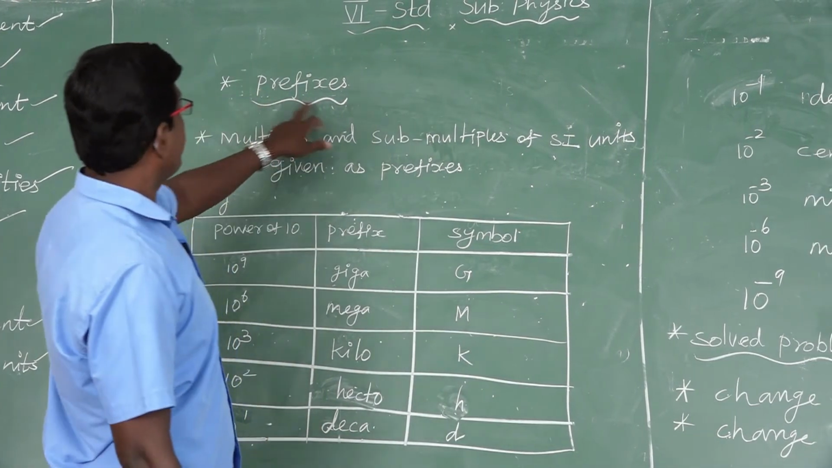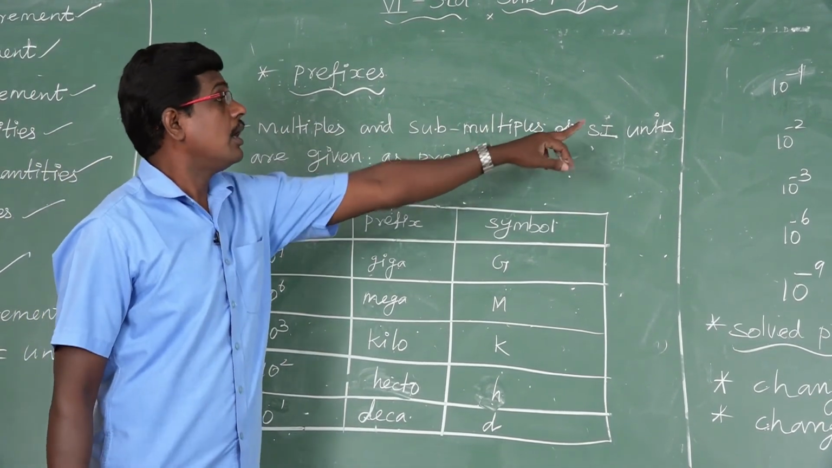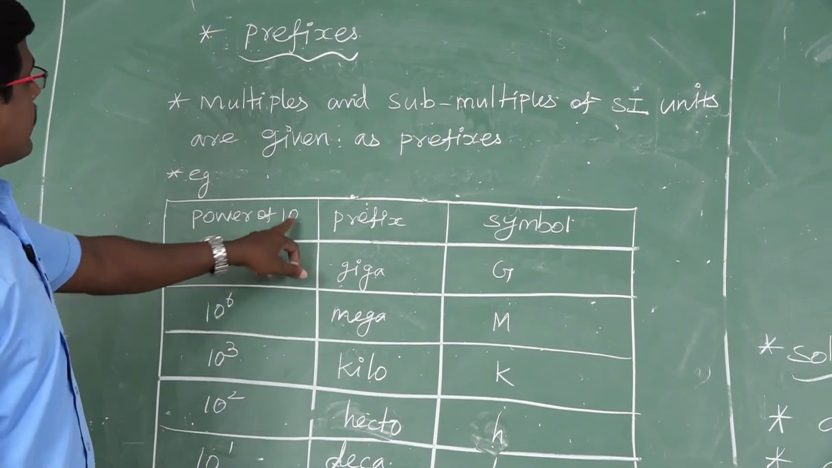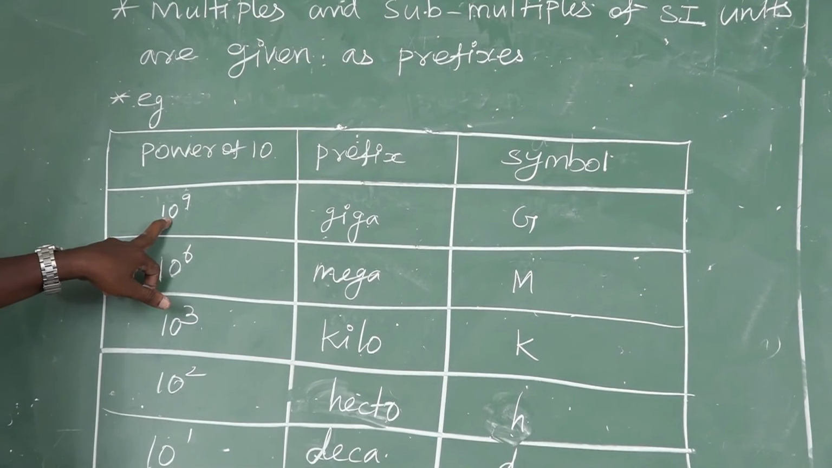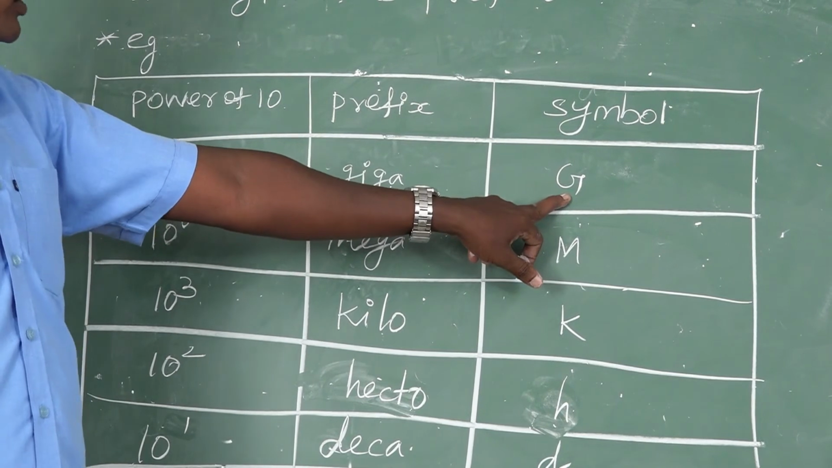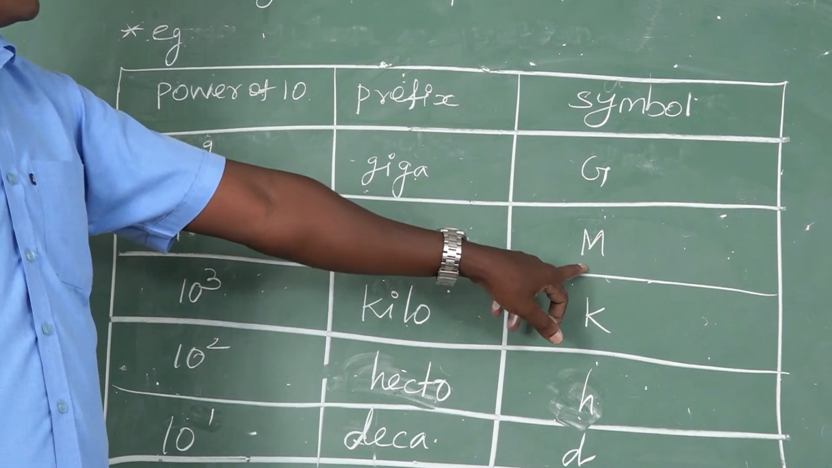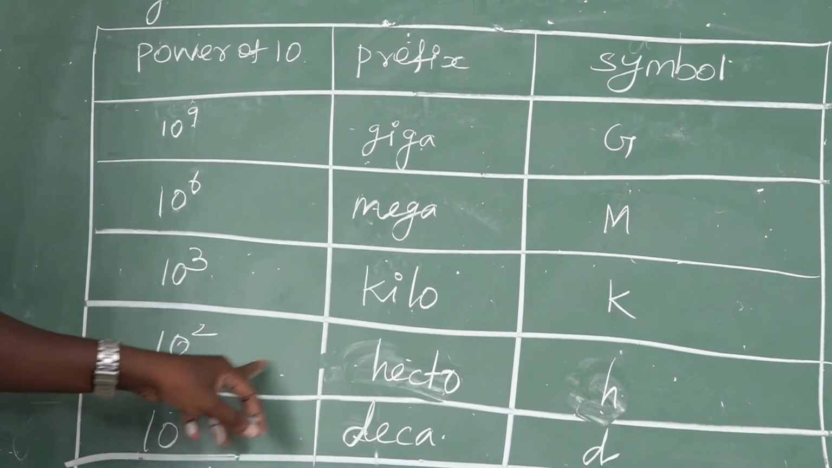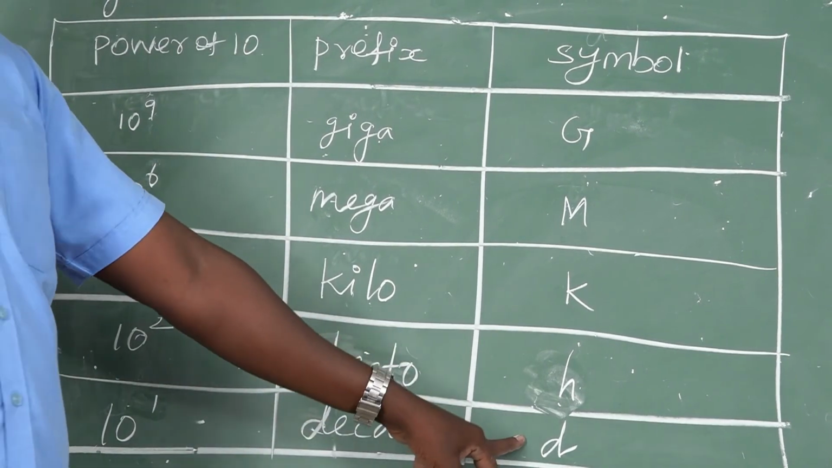Next, prefixes. Multiples and submultiples of SI units are given as prefixes. Power of 10 and prefix symbol: 10 power 9 is giga, symbol capital G. 10 power 6 is mega, capital M. 10 power 3 is kilo, k. 10 power 2 is hecto, h. 10 power 1 is deca, da.